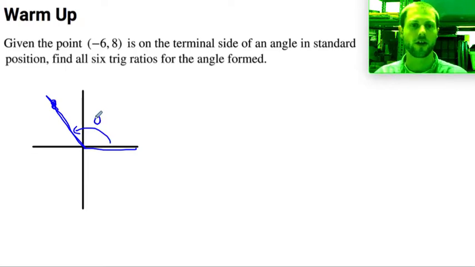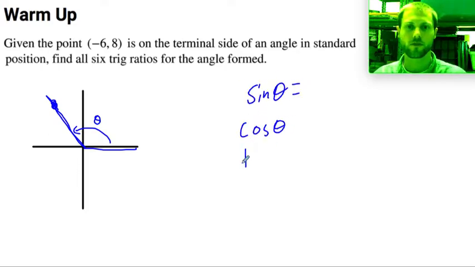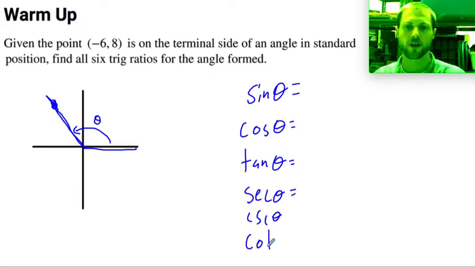Let's call that angle theta. And we want to find the sine of that theta, the cosine, all that stuff. So sine theta, cosine of theta, tan theta, secant theta, cosecant theta, and cotangent of theta. So in order to do that, we need to know what the horizontal, vertical, and hypotenuse distances are.